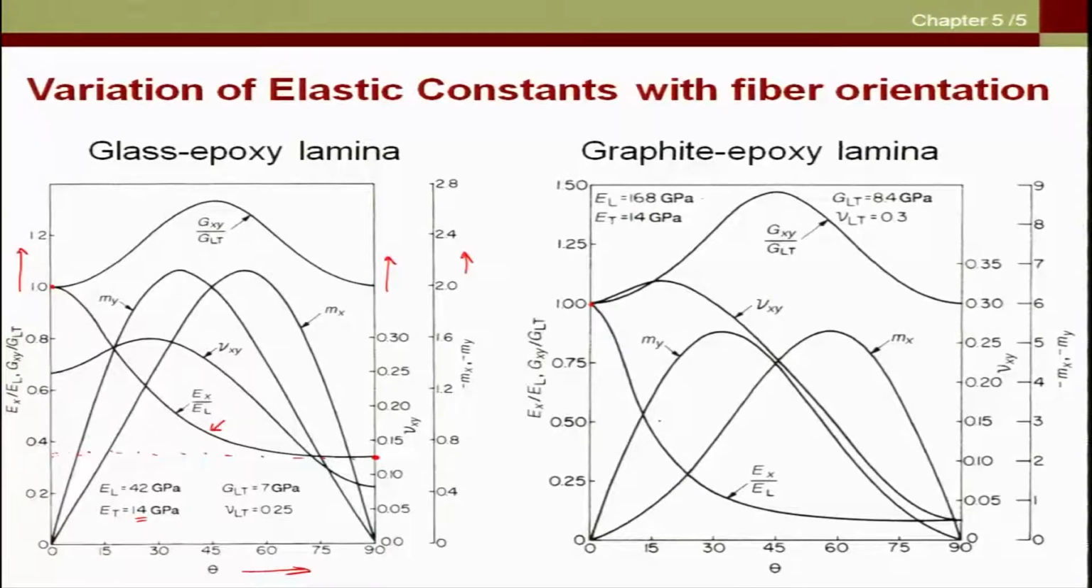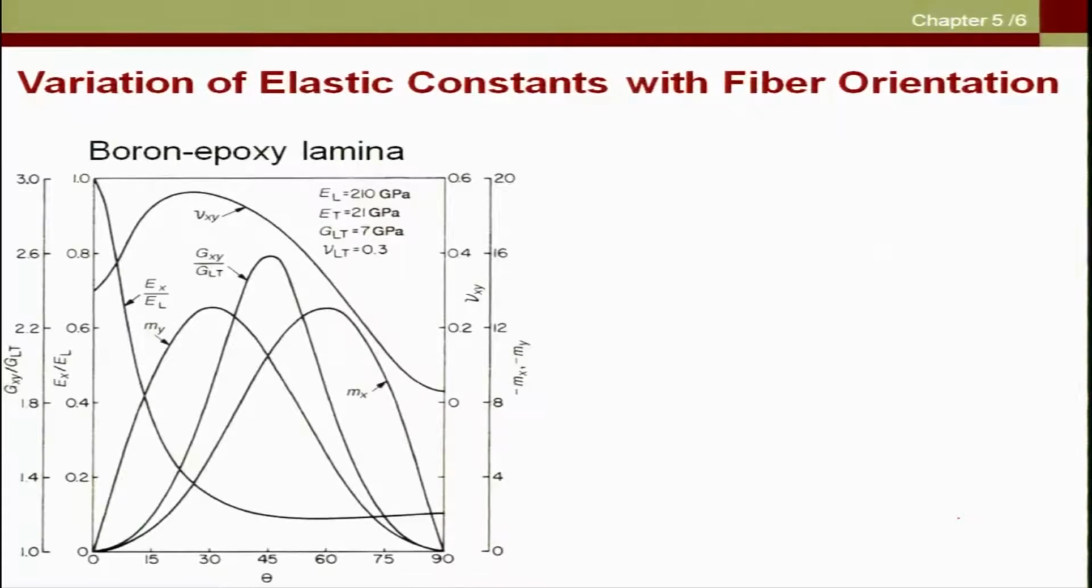So, it shows the same trend. This is one important parameter. For glass epoxy and graphite epoxy, because these values of El, Et, GLT and nu LT are like this, Ex divided by El monotonically keeps on decreasing and achieves a minima when theta equals 90 degrees. But the same cannot be said for the third material system, which is boron epoxy.